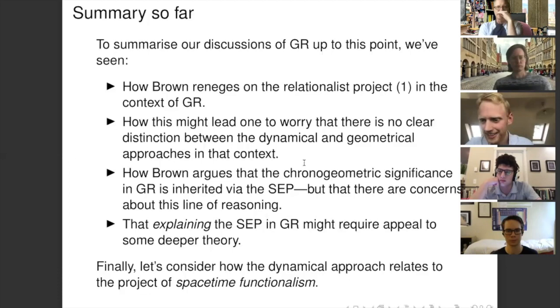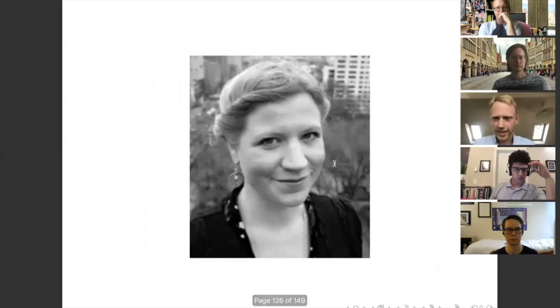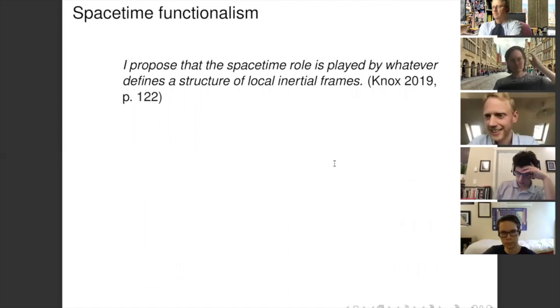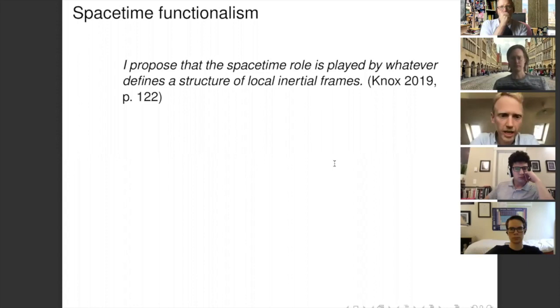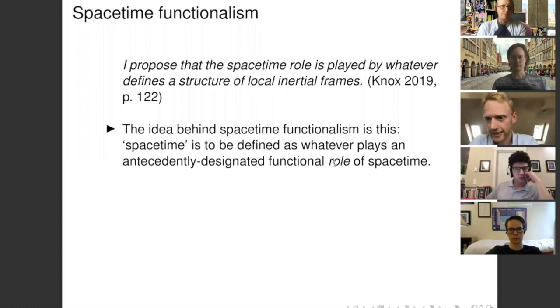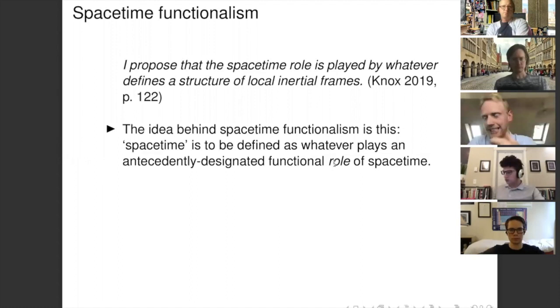Okay, so my last section then is about space-time functionalism. So here's Eleanor Knox, and here's her view, which she nicely summarizes in her 2019 paper, which is in fact in a collection of articles in Studies in History and Philosophy of Modern Physics, which is dedicated to Brown's work. And all of those articles are really good, so I'd recommend them. Knox writes, "I propose that the space-time role is played by whatever defines the structure of local inertial frames." We can take this sentence to effectively capture her idea of space-time functionalism. The idea is this: space-time is to be defined as whatever plays the antecedently designated role of space-time, and for her, that is this role, picking out a structure of local inertial frames.